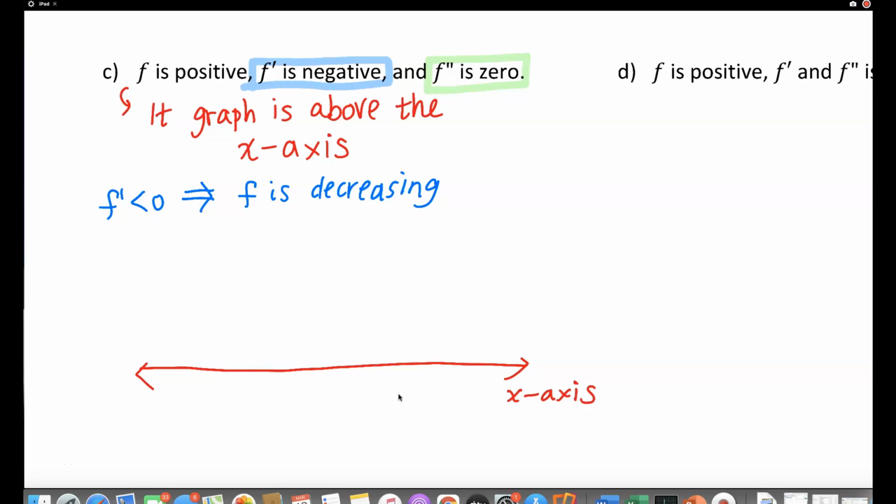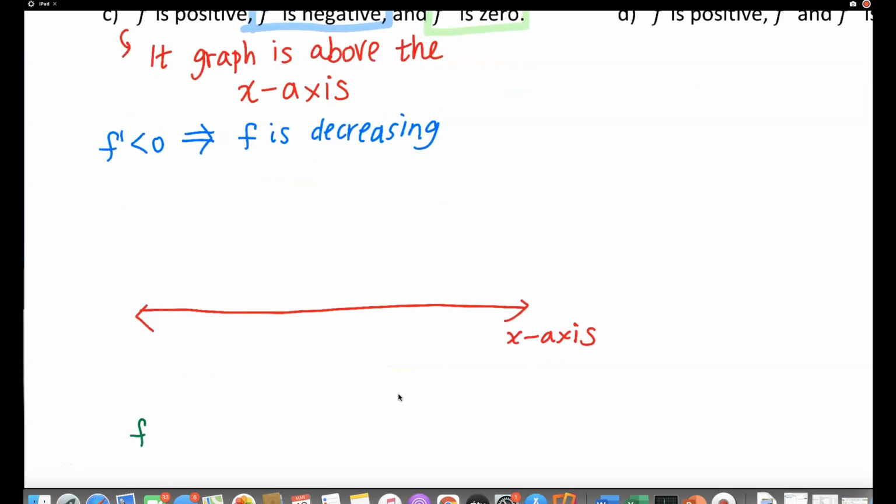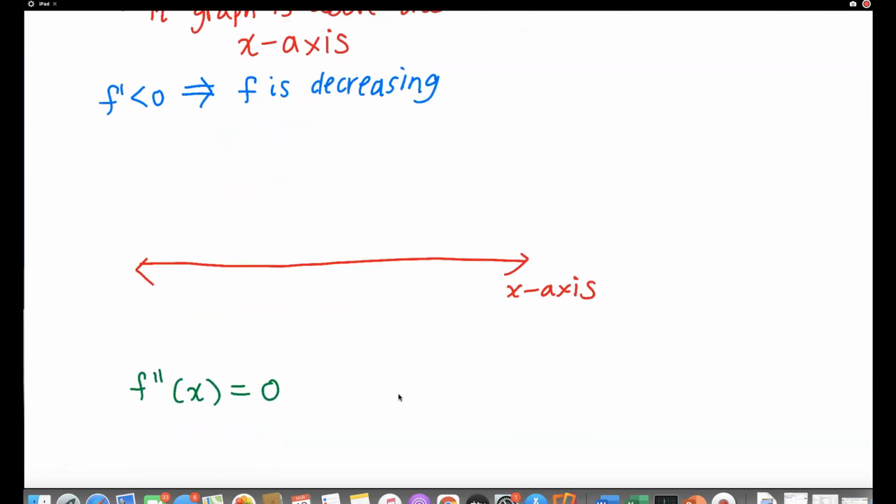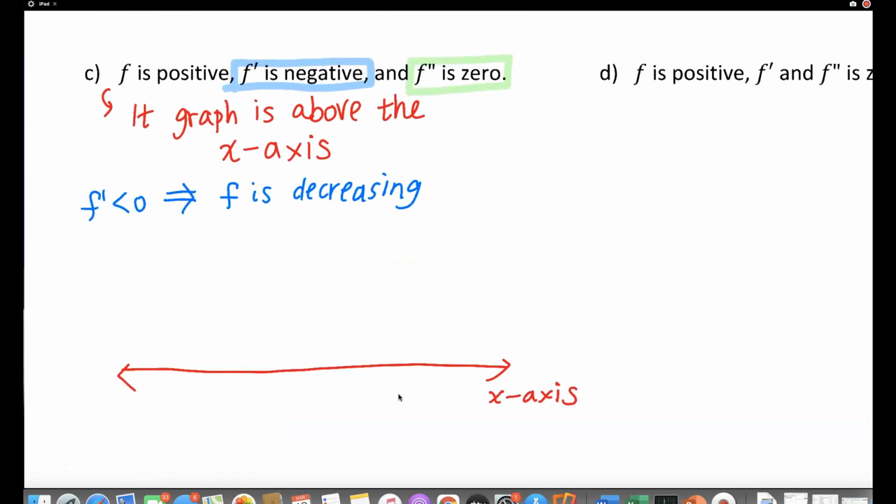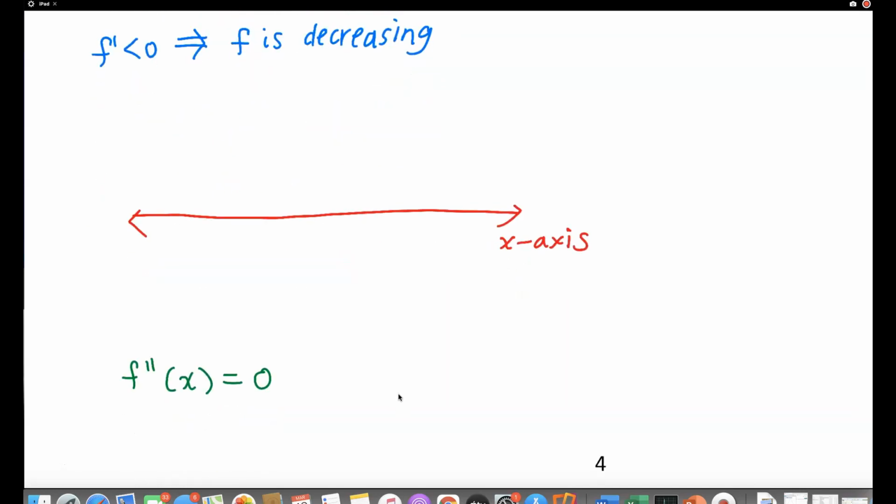Let me try to do this in a different way. How about I try to think about it backward? So what we are saying for the third clue is that the second derivative is 0, right? The second derivative is 0. That's what they gave us. So if you're going backward, wouldn't that be x to the 0th power? Oh, no. No, that's not right. That's not right.